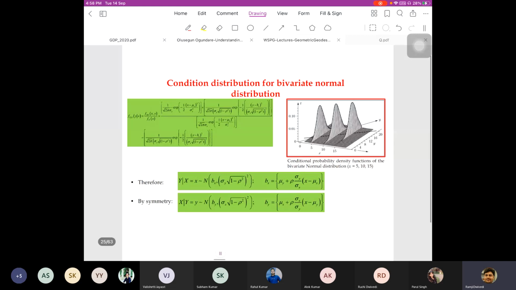And correspondingly, for the conditional distribution of the bivariate normal distribution, we represent y given x as normal with mean bx and variance sigma y square times (1 minus rho square), where bx is this, and by symmetry, similarly representing x given y as a normal distribution with sigma x square times (1 minus rho square). So these are the ways you can represent the conditional probability density function of the bivariate normal distribution for three different cases: x equal to 5, x equal to 10, x equal to 15. How will the normal distribution curve be represented in y? So that's how you could do it. Many times these questions are not asked, but you should be aware of it.